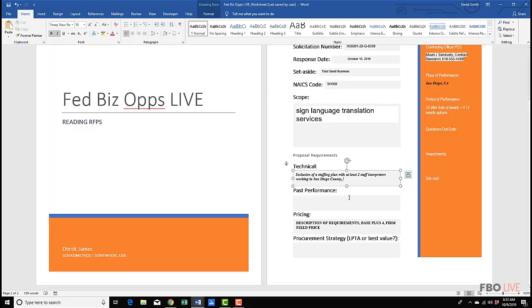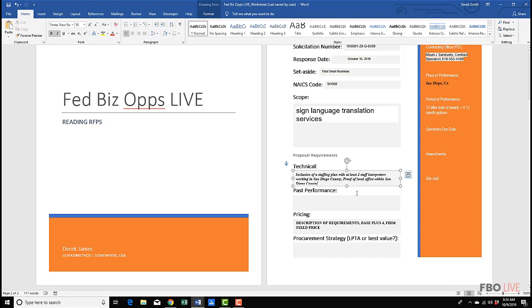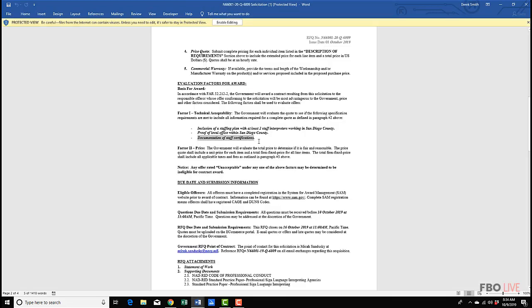Wow. So that's also very specific. If you don't have a business address within San Diego County, it does not appear that you will be bidding on this, or at least not winning it. And then documentation of staff certifications for those interpreters. I mean, that's very specific. And I like to see specific. I love specific because it tells me a lot of information. It tells me a lot of people are not going to be able to bid on this, right?